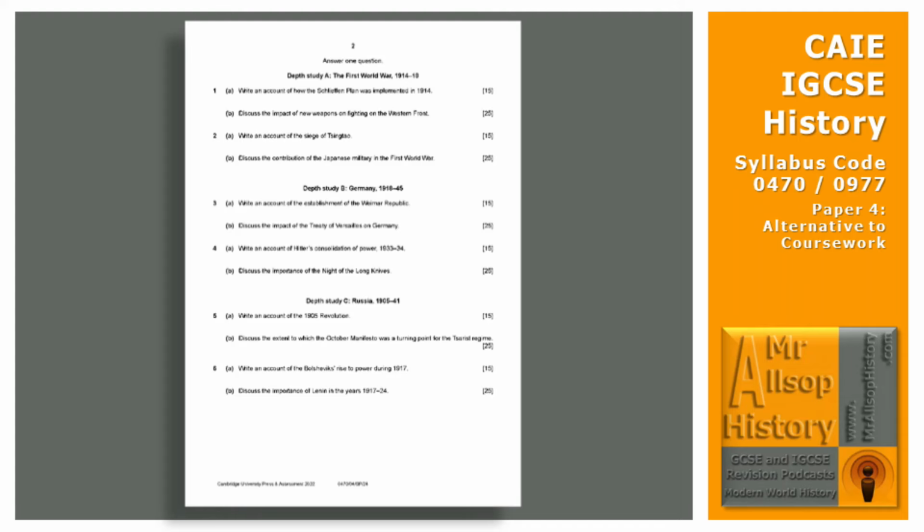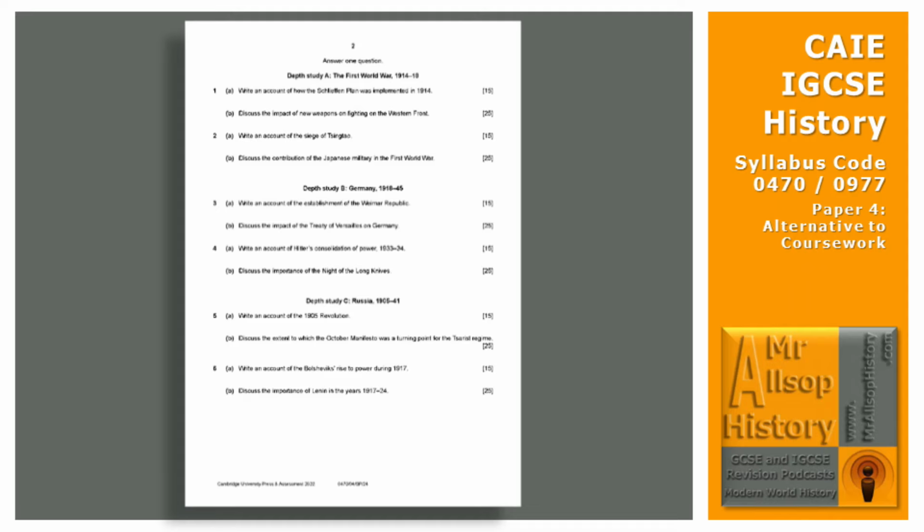So let's get to the paper. When you open the paper, you're going to be faced with a number of different depth studies. Obviously, you should only look at the topic that you've studied. Within your topic, you'll then find 2 questions, which each contain a Part A and a Part B. You need to choose one question to answer, but your answer must include both Parts A and B of your chosen question. So, the first thing that you need to do then is to spend a bit of time choosing which of the 2 questions you want to answer.